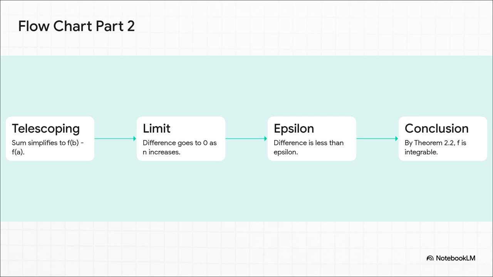इसको substitute करके अगले बॉक्स में we get U minus L is equal to alpha of b minus alpha of a into f of b minus f of a, going to 0 as n tends to infinity, जिसके वजह से next box says U minus L is less than epsilon for large n. And finally, by Theorem 2.2, this perfectly implies f is in R of alpha. Honestly, this flowchart is a lifesaver for exam revision.